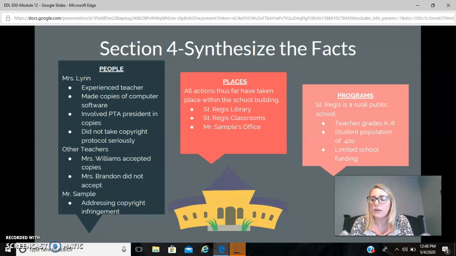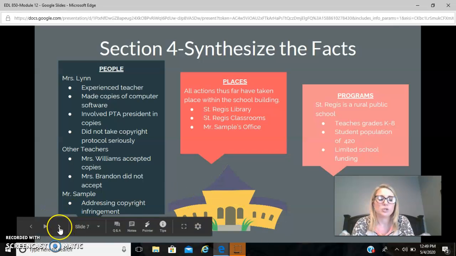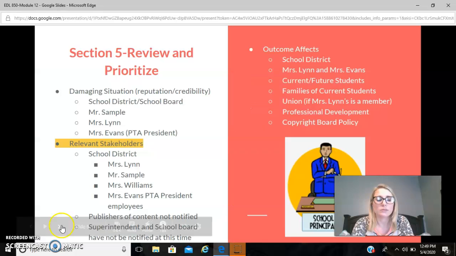Programs, the school, it is a rural public school that we know of. It teaches students from grades kindergarten through 8th. The population is a small 420, and we do know that the school has limited funding. They do 2 fundraisers, one in the fall and one in the spring, to help supplement the teachers' small budgets that they get for their classrooms.